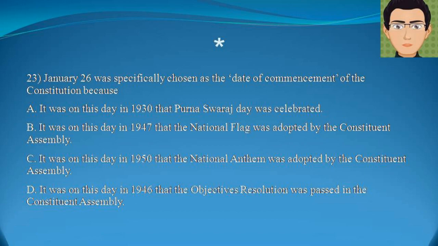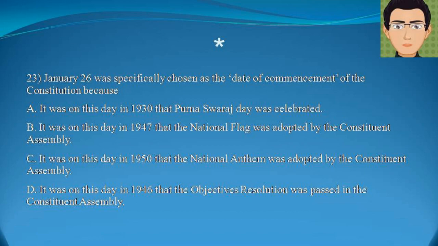Question number 23. January 26 was specifically chosen as the date of commencement of the Constitution because A. It was on this day in 1930 that Purna Swaraj Day was celebrated. B. It was on this day in 1947 that the national flag was adopted by the Constituent Assembly. C. It was on this day in 1940 that the national anthem was adopted by the Constituent Assembly. D. It was on this day in 1946 that the Objectives Resolution was passed in the Constituent Assembly. Answer is A. It was on this day in 1930 that Purna Swaraj Day was celebrated.